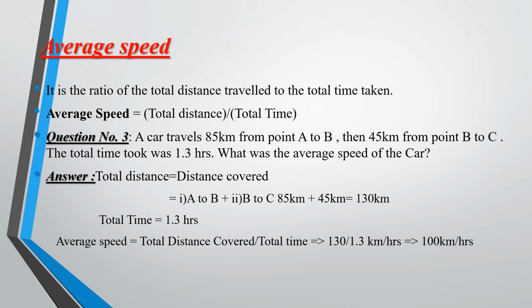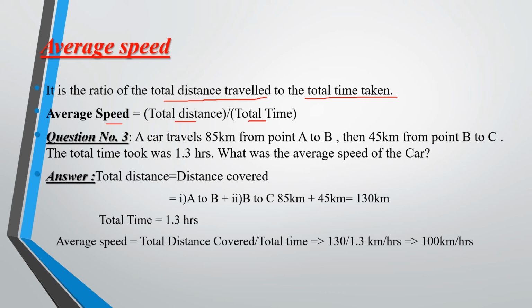Then how are we finding the average speed? Suppose you are traveling from your home to any destination place, like Chennai to Kanyakumari. So how can we find out the average speed? It is a ratio of the total distance traveled to the total time taken, or we can write it as average speed is equal to total distance by total time taken. Some numerical we will discuss now, then you can understand easily.